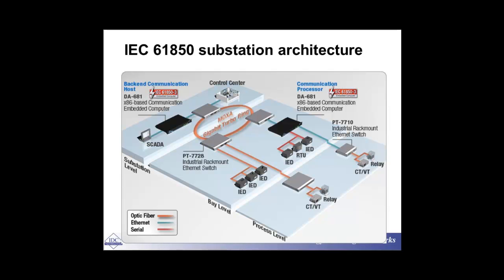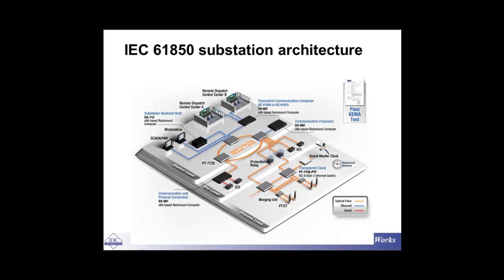But at this stage, they are working all together pretty much conveniently, right? So we have got the communication processor, we have got the back-end communication host, and all these things are there until the time all this information is delivered to the control center at the very top. In a very similar way, you can see another site. Again, you can see the VTs, the CTs, and this time you can also see the merging units. So they are just merging all this information together, and then again by means of Ethernet switches, they deliver the information to the next level.